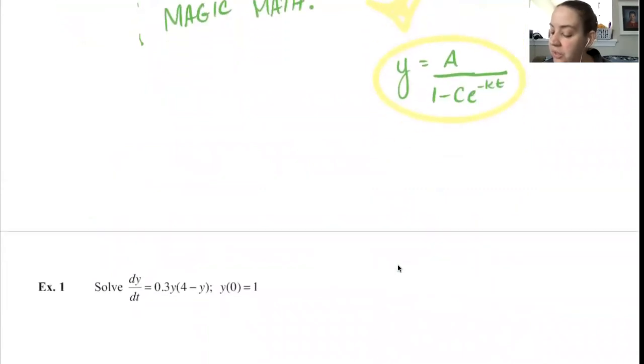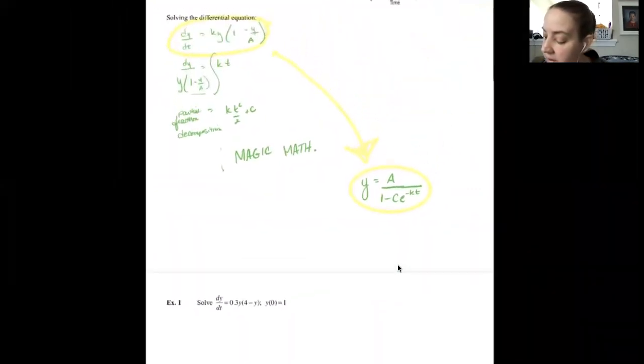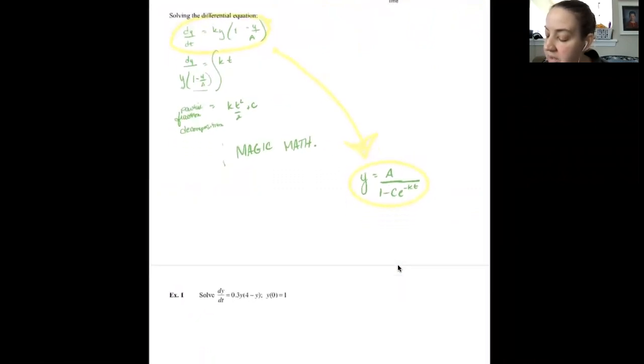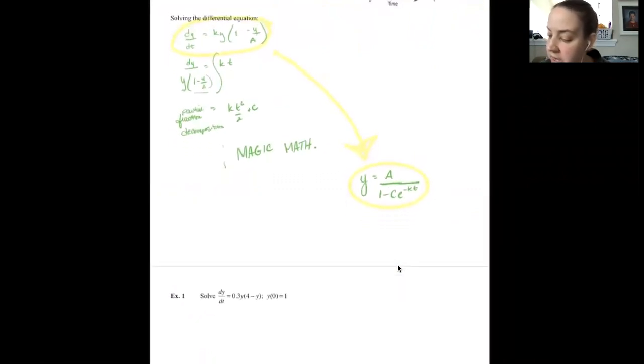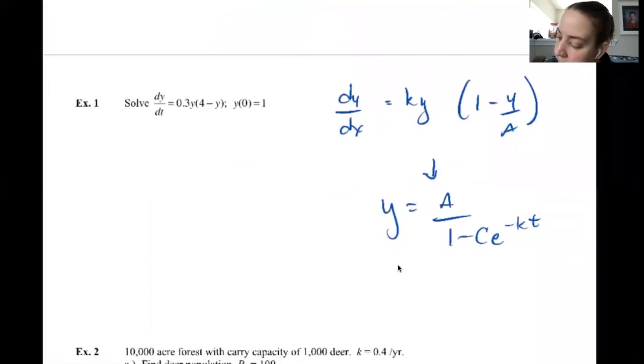All right. So we want to solve dy/dt equals 0.3y times (4 minus y), where y sub 0 equals 1. So I was given this initial condition. And I zoomed out here for a second. Remember that we have dy/dx in this form, and I just want to make sure I copy it correctly: ky(1 minus y over A), and we know that this will turn into the form y equals A over 1 minus Ce to the negative kt.